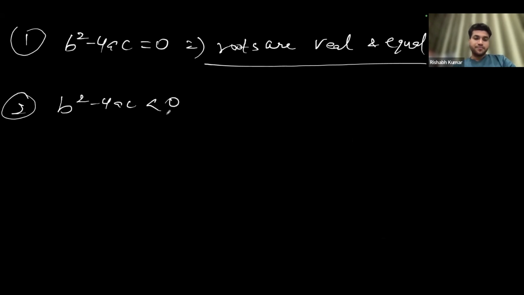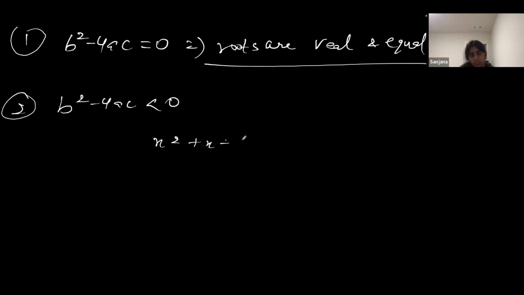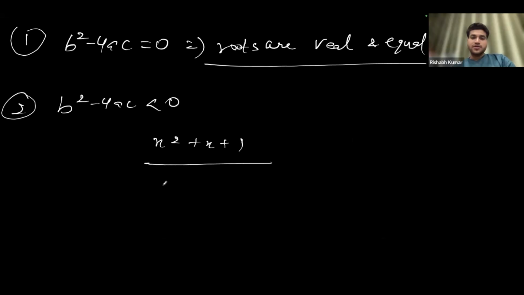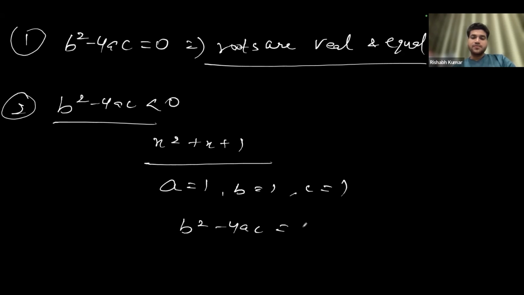Then second, we can have the value of b square minus 4ac less than 0, something like x square plus x plus 1. So here the value of a is 1, b is also 1, c is also 1. So try to calculate this b square minus 4ac. What will that be? This will be 1 square minus 4 into 1 into 1, so this will be 1 minus 4. This will be minus 3.